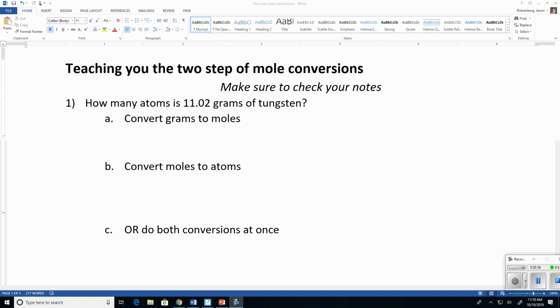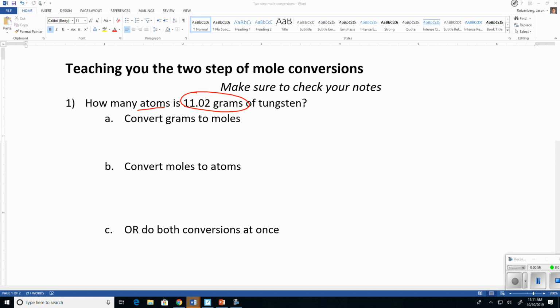So here's a typical question number one. What I'm going to do is show you two different ways to do this, and then you get to decide which way you would prefer. That's completely up to you. Question number one says, how many atoms is 11.2 grams of tungsten?